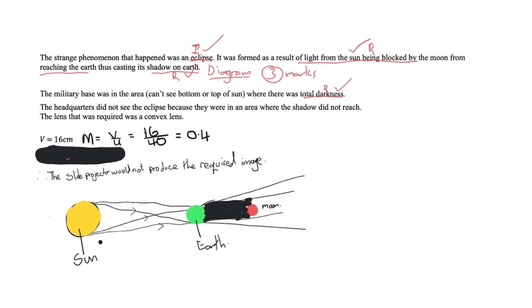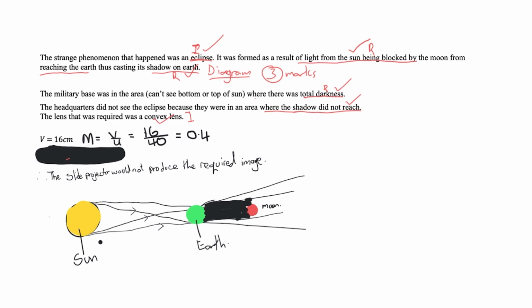Also, the headquarters did not see the eclipse because they were in an area where the shadow did not reach. Okay, and lastly, you are supposed to identify which lens you are to use. That was a mark for identifying the lens you were to use. Okay. And lastly, we look at the mathematical bit of it.